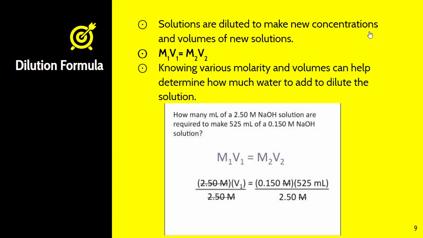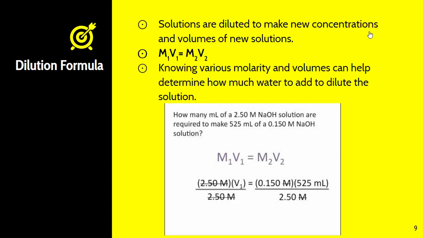But for example, this problem down here below just asks how many milliliters of a solution are required to make 525 milliliters of this solution. So you would just need to be able to solve for V1, and you get how much of the 2.50 molarity NaOH solution you would need. In some instances, it's going to ask you for the second volume. Remember, that's the volume that you get after you dilute it. So you're going to need to subtract the original volume from that second volume in order to determine how much water you add.